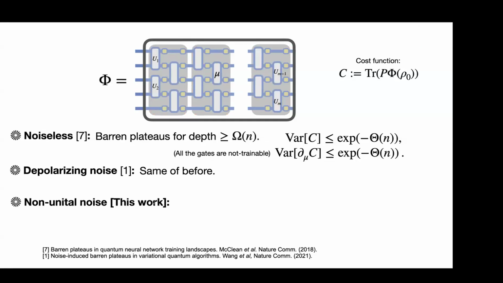Can I ask a question? Yes, sure. So all these results are for random circuits, right? Yes. But they are not really relevant for variational quantum algorithms, no? I mean, there you choose a circuit which is particular. You're not interested in the random circuit. You're choosing your circuit.